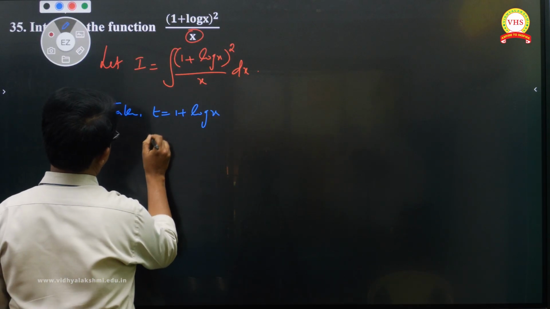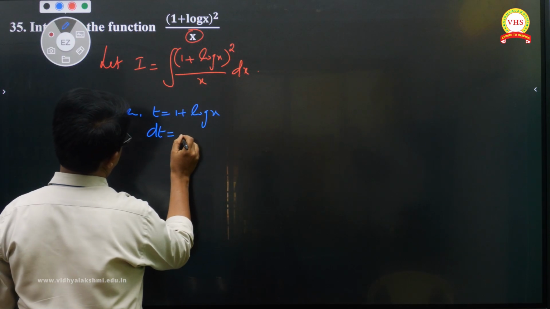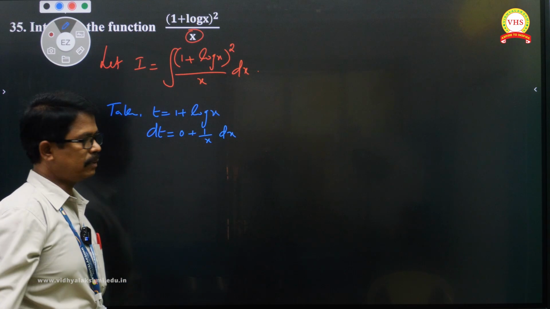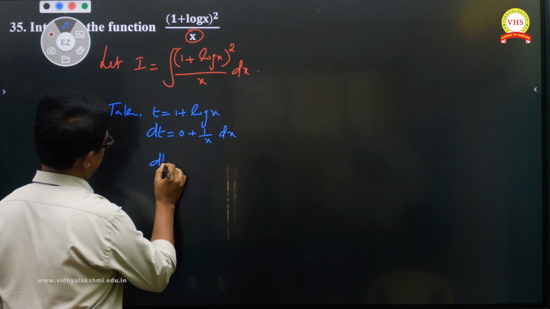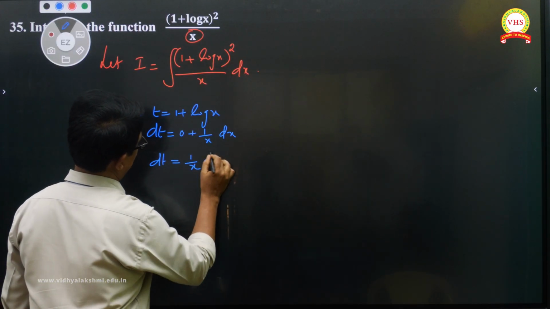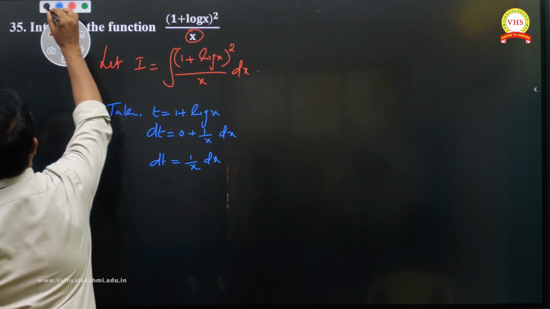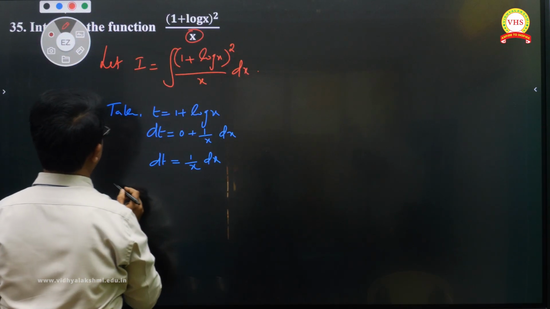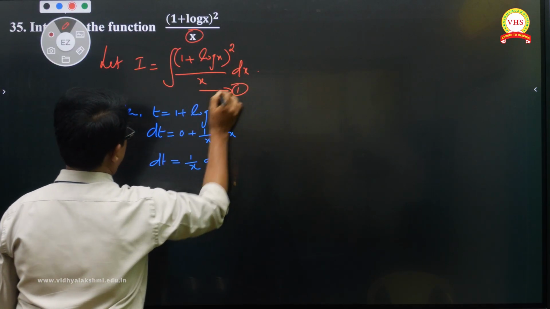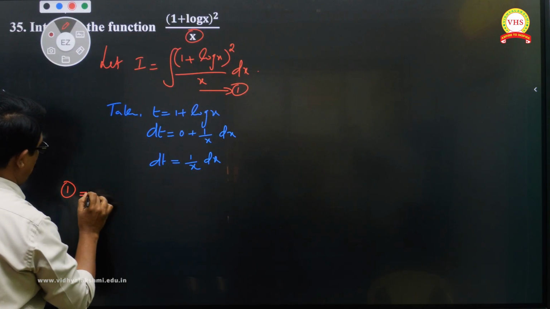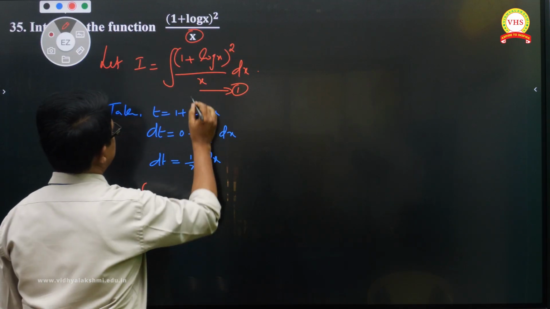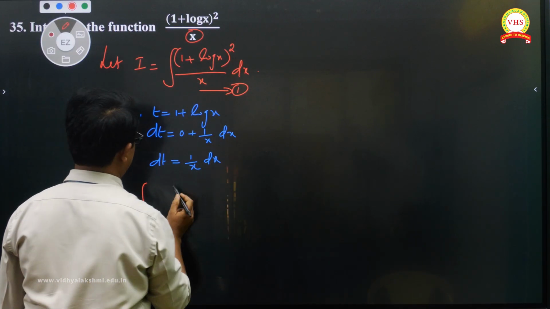Yes, that is dt equal to what? 0 plus 1 by x into dx. Now finally dt equal to 1 by x into dx. Then what does I become? Therefore this is called equation 1. Now equation 1 becomes I equal to integral of 1 by x dx, which is changed to dt, correct?